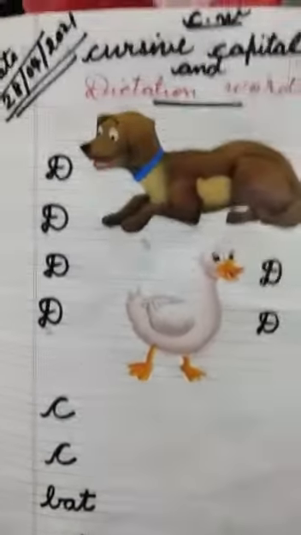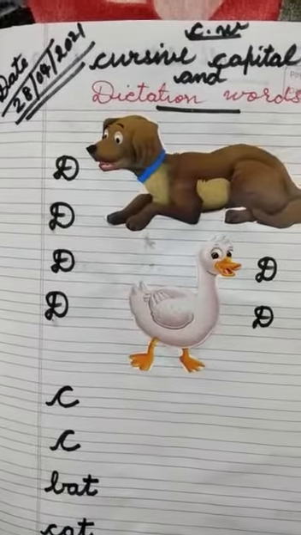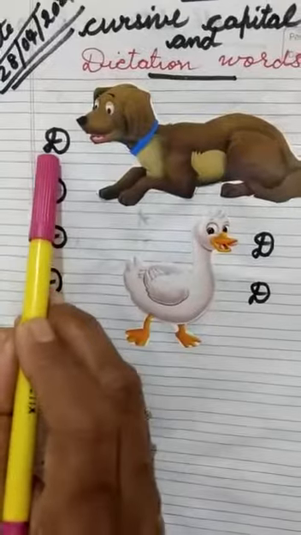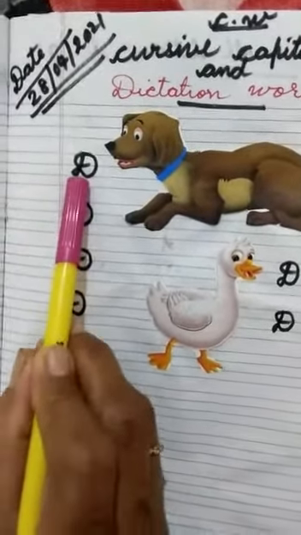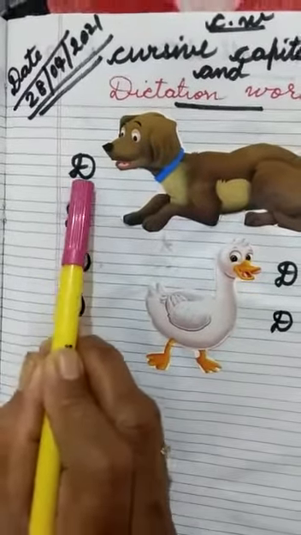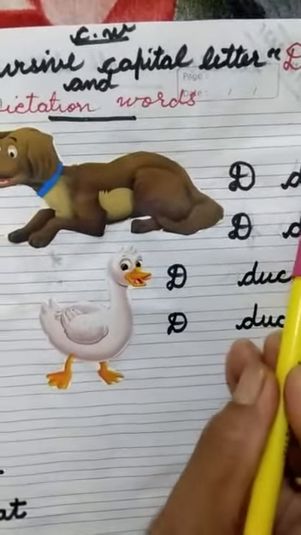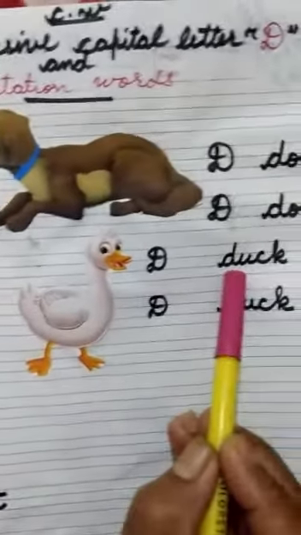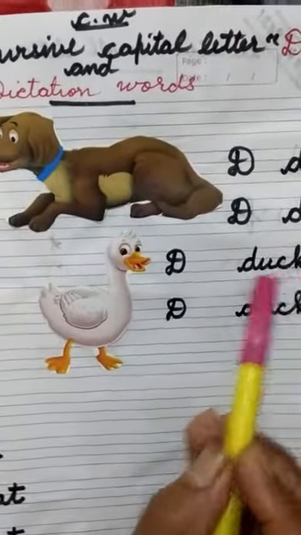Let us start. First, we will identify the letter D and its features. Listen, children. This is cursive capital letter D. Which letter is this? Cursive capital letter D. D for dog. Dog means kutta. It's a pet animal. Next, D for duck. Duck means badak. It's a bird. It lives in water.